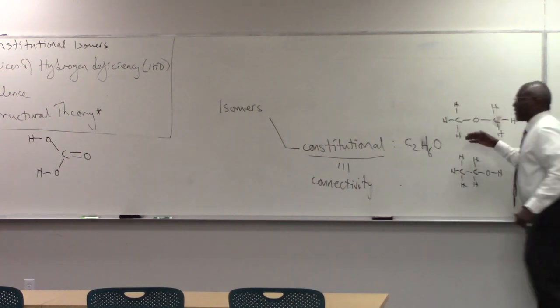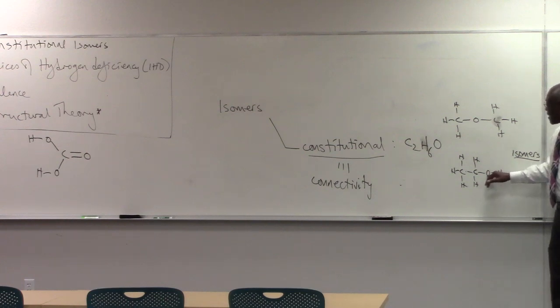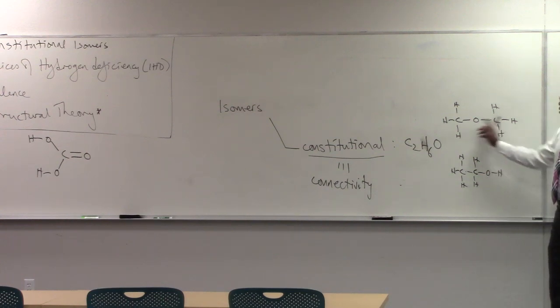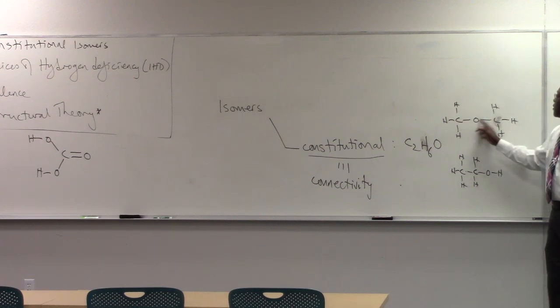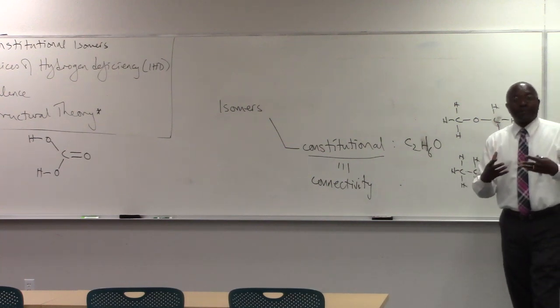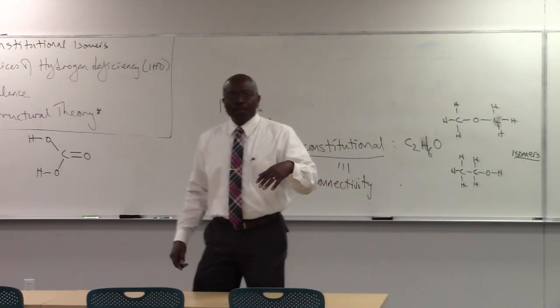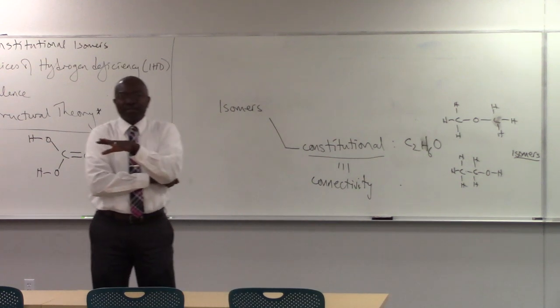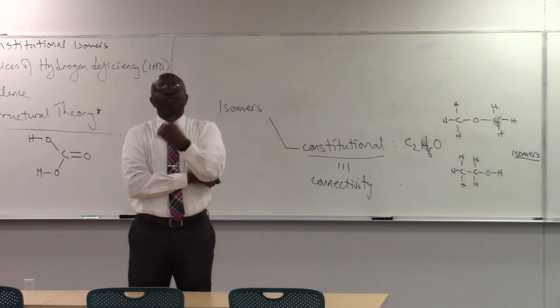In other words, we're looking at who is connected to whom. In this compound, I have H attached to O. That's not present here. In this compound, I have C attached to C. That's not present here. If I look at the skeleton, I've got COC here, and here I've got CCO. So the connectivities are very different. So we say these types of isomers are constitutional isomers. Constitutional isomers are isomers, different compounds with the same molecular formula, that differ in terms of connectivity or constitution.